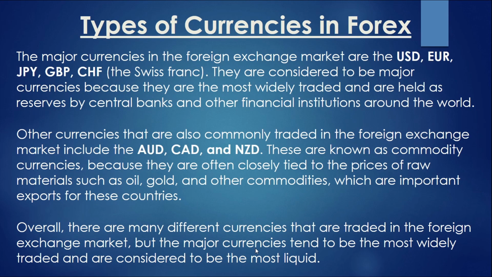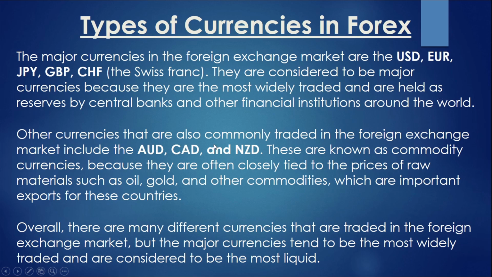So, the types of currencies in Forex. The major currencies in the Forex exchange market are USD, EUR, JPY, GBP, and CHF, which are the US dollar, the euro, the Japanese yen, the Great Britain pound, and the Swiss franc. They are considered to be the major currencies because they are the most widely traded and are held as reserves by central banks and other financial institutions around the world, right? So these are the major currencies here.